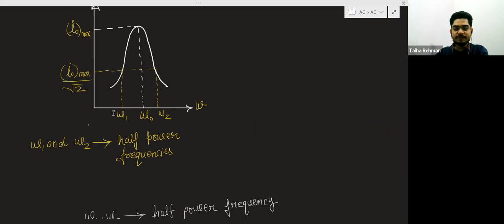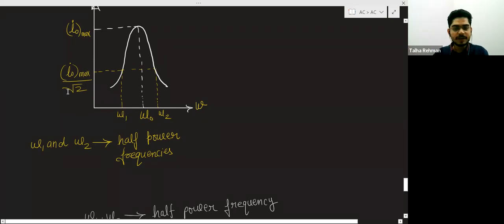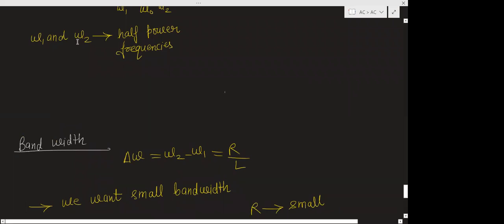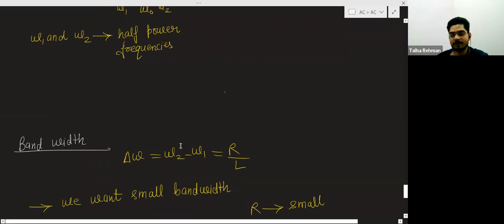Now there is a term bandwidth. I have already written this thing here also. Bandwidth is basically the difference of the half power frequencies, omega 2 minus omega 1, and this is known as R by L.